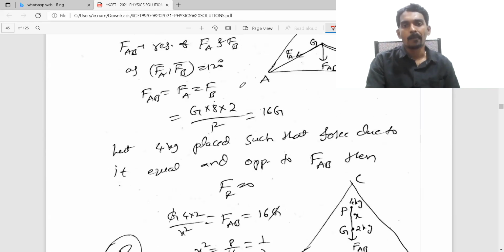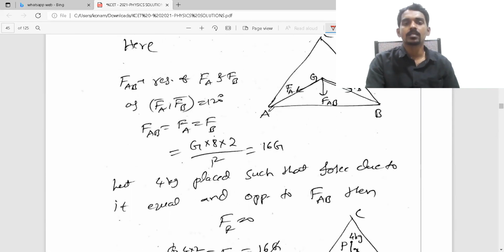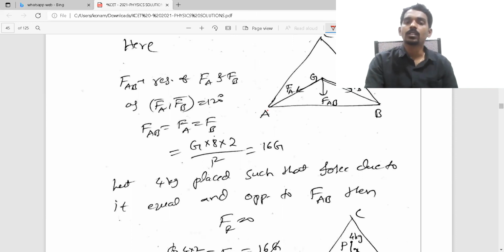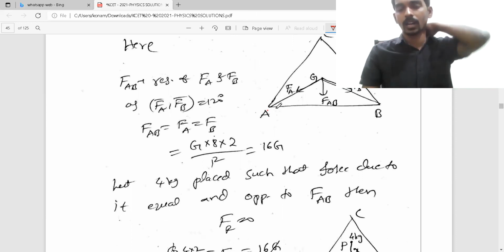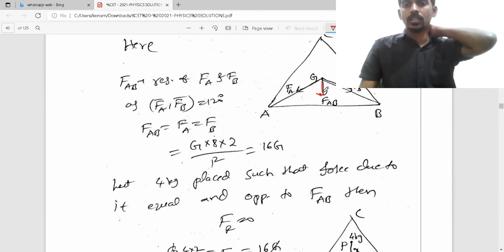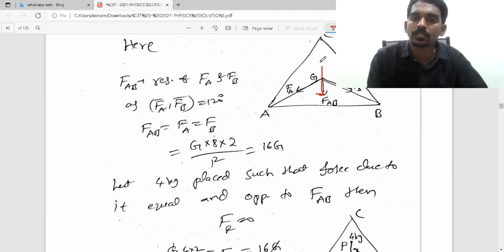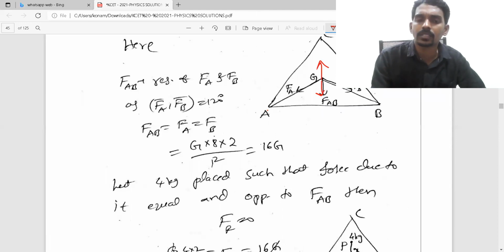But here, based on that concept only, two masses are equal, 8 kg, 8 kg. Then at the centroid, if one more 8 kg is there, the total is 0. That means you need to understand that the resultant of these two forces, which is downward, must be equal and opposite to the third one. Then only both will get cancelled, and the resultant here will become 0.